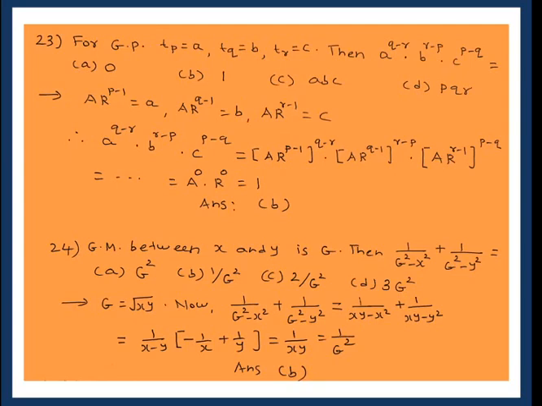So using the facts that TP, TQ, TR are A, B, C respectively, I get these three results. So put these values in the expression. Simplify using laws of indices. You will notice that you get A raised to 0 into R raised to 0, which is 1. So the correct option is B, Bombay.